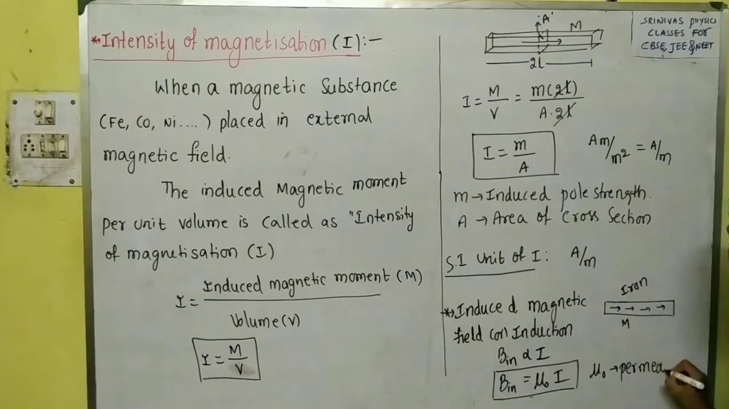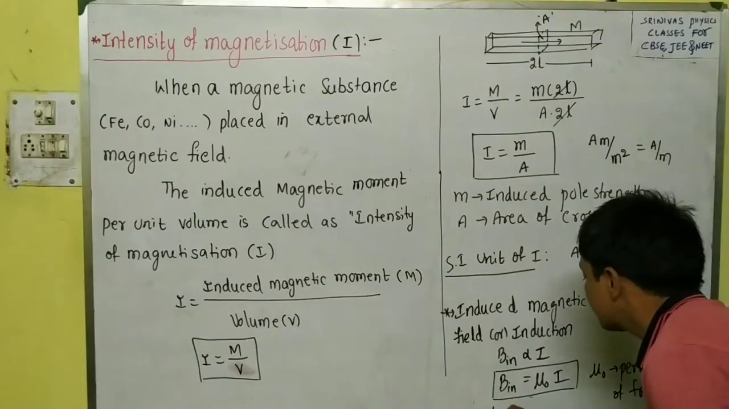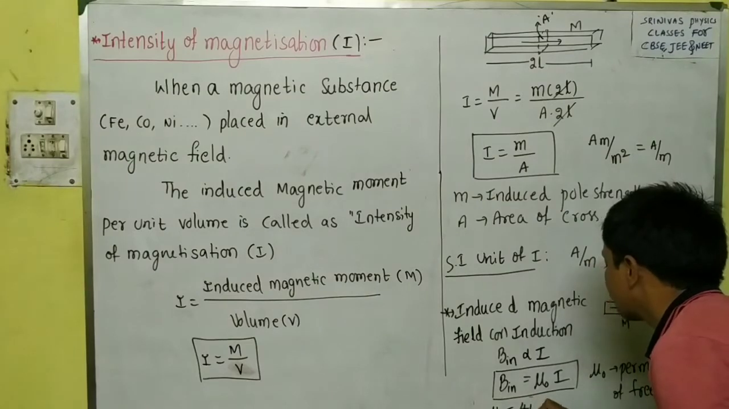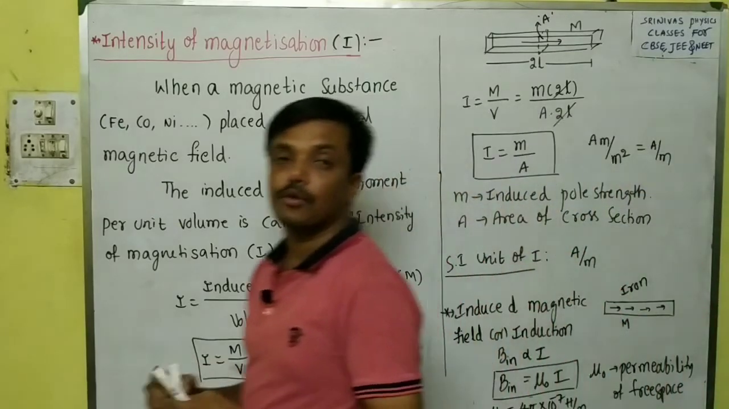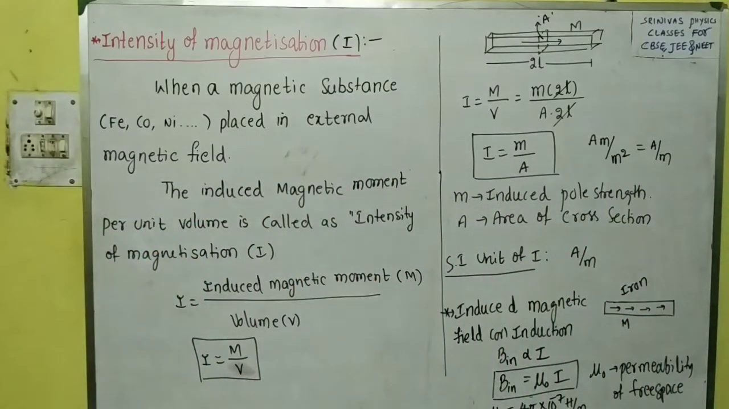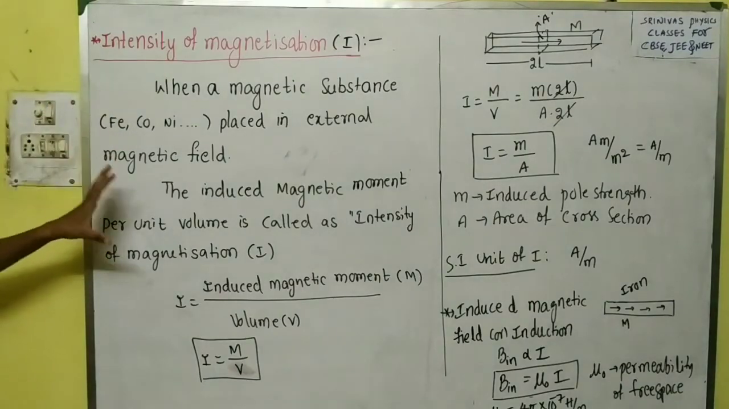Permeability of free space. Its value we know already: mu naught is equal to 4 pi into 10 to the power of minus 7 Henry per meter. This is about intensity of magnetization.